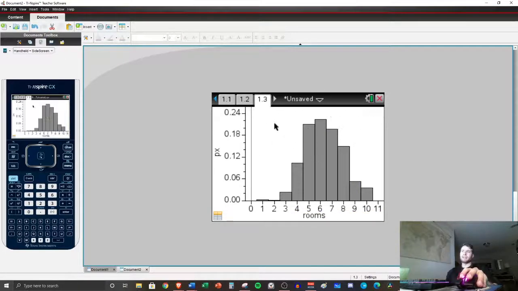That's a lot of rooms, by the way. My house only has 3, and I own mine, so it's kind of strange to me.